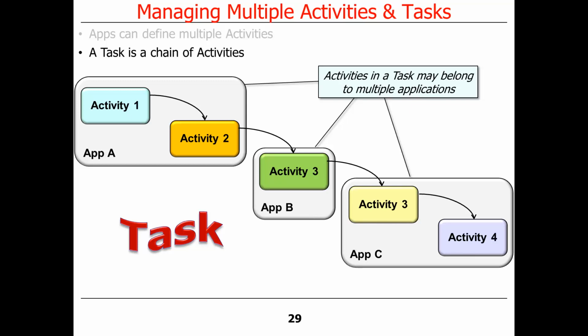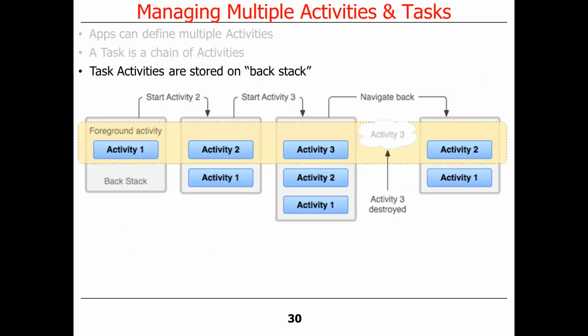But the idea here is that you may have different applications with different activities, and a task is simply a chain of these activities that are being called. And the other cool thing about this, as we'll see in a second, is that you can control how these activities in this chain, this task, are managed. And they're managed by something called the backstack. Here's a high-level example, and then we'll show you a mapping onto something that's more concrete.